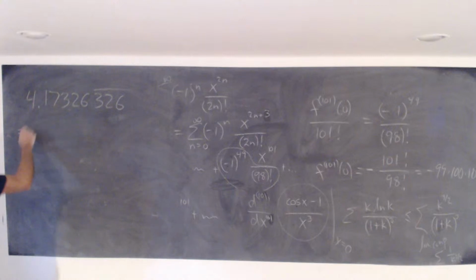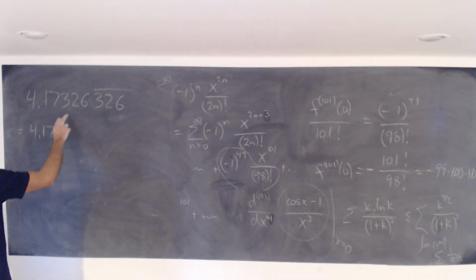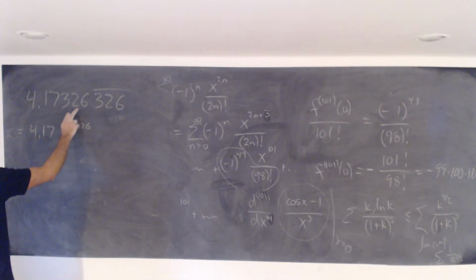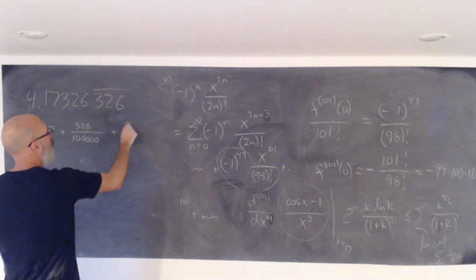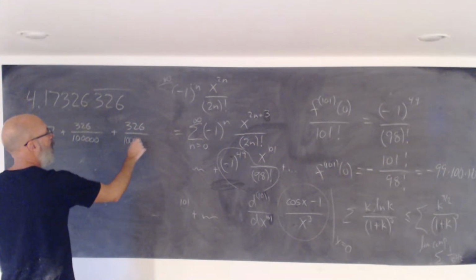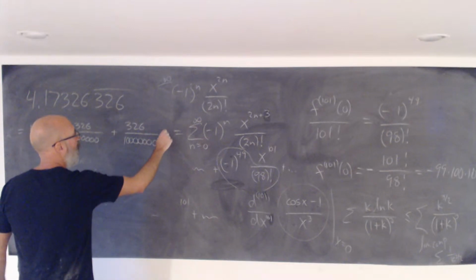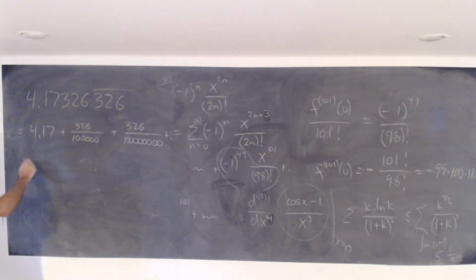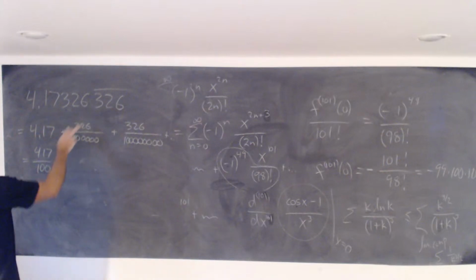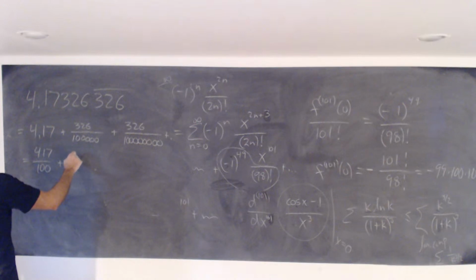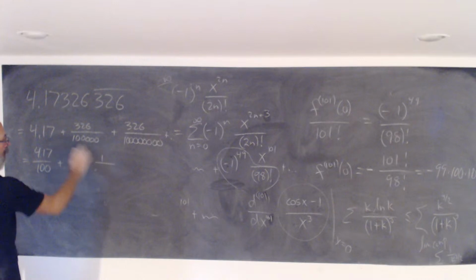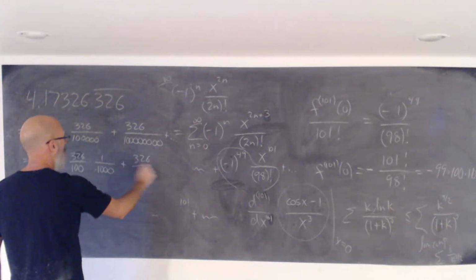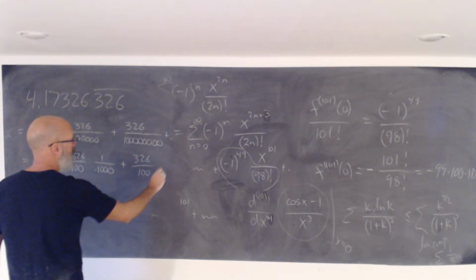So here the 326 is repeating, so this is going to be 417 plus 326 over 1, 2, 3, 4, 5 zeros, plus 326 over 8 zeros, and so on and so on. Or 417 over 100 plus, take out a 326 over 100, and you get 1 over, taking out 2 zeros, you're going to have 1,000, and then 326 over 100, you get 6 zeros.